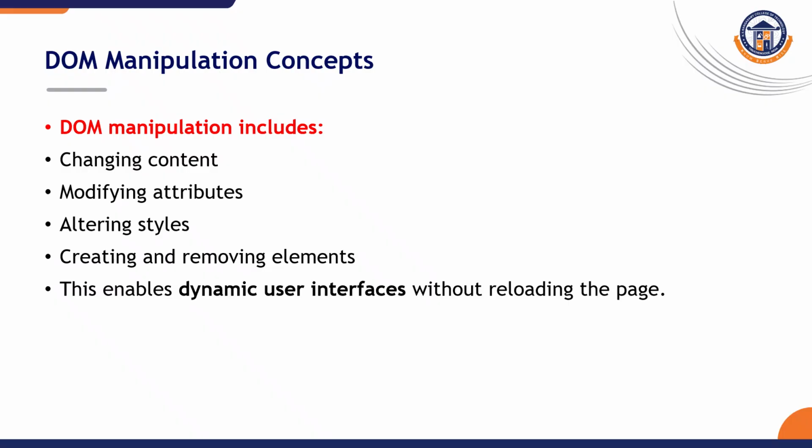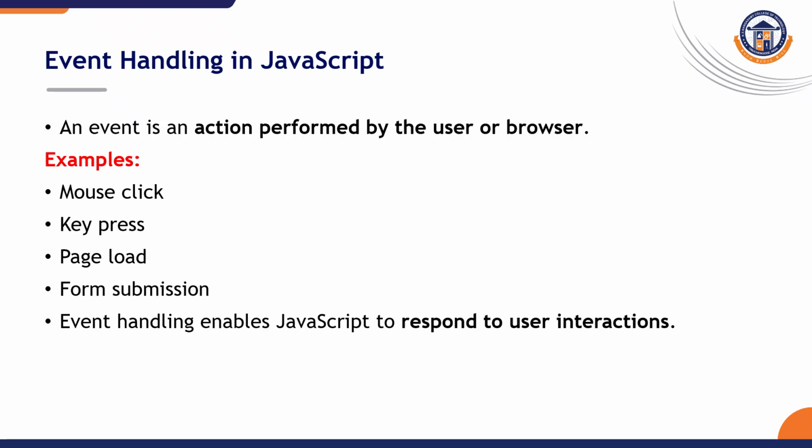DOM manipulation concepts. DOM manipulation includes changing content, modifying attributes, altering styles, and creating and removing elements. This enables dynamic user interfaces without reloading the page. Event handling in JavaScript. An event is an action performed by the user or browser. Examples: mouse click, key press, page load, form submission. Event handling enables JavaScript to respond to user interaction.